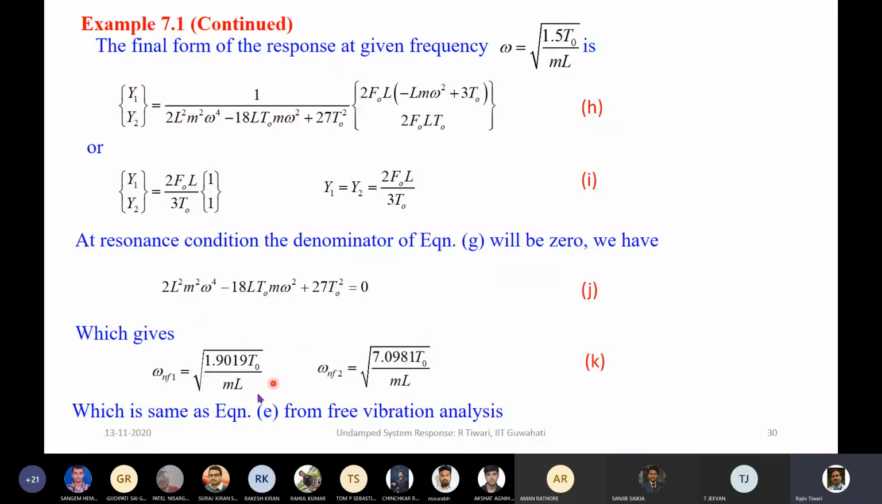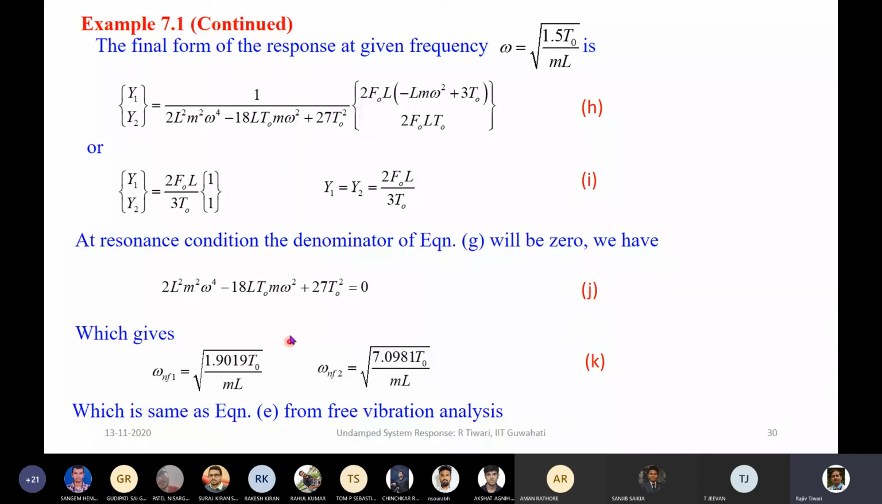and solve, we'll get 2 roots, because this is a quadratic in omega square, which are omega nf1 and omega nf2. So you will see that we get the same natural frequencies which we obtained earlier using the eigenvalue problem, because the resonance condition is also the natural frequency coinciding with the excitation frequency. So from that condition only we have obtained this.